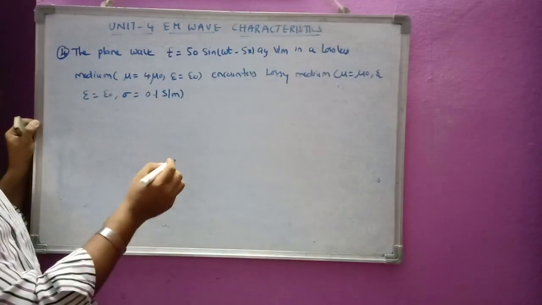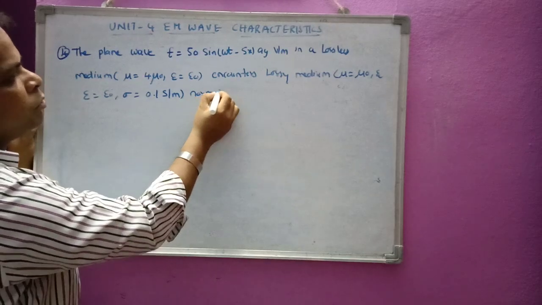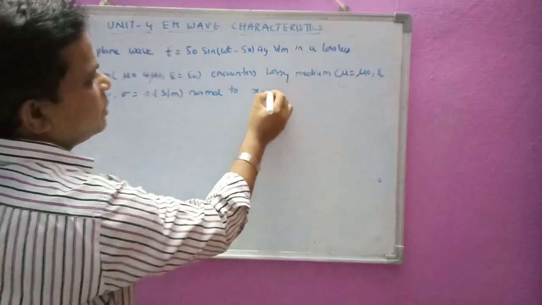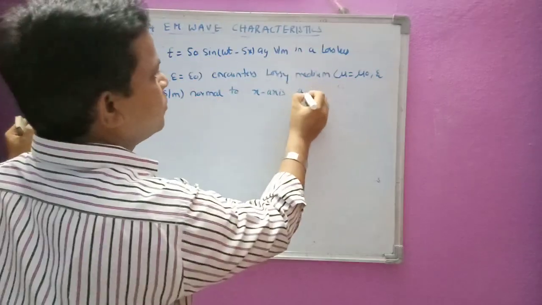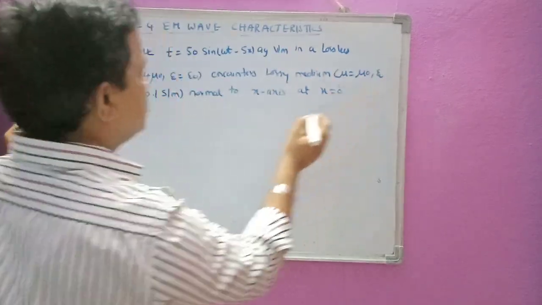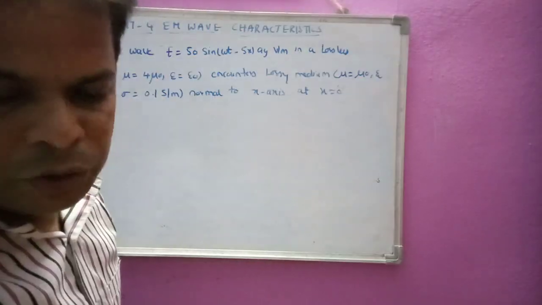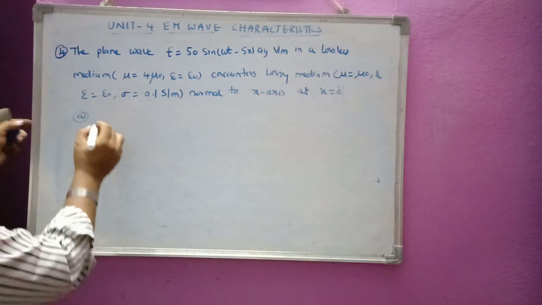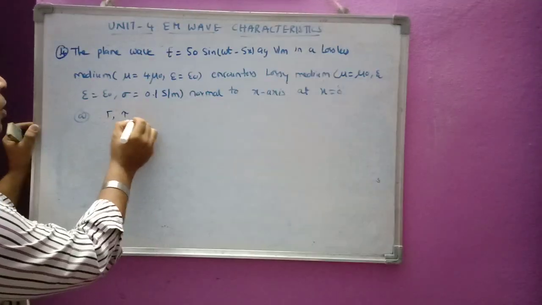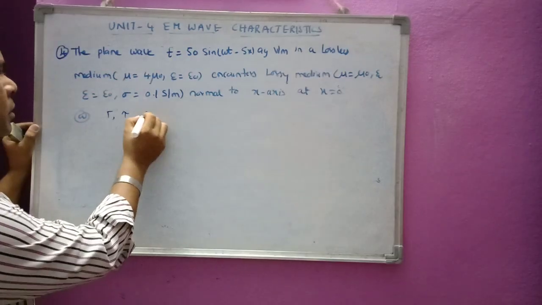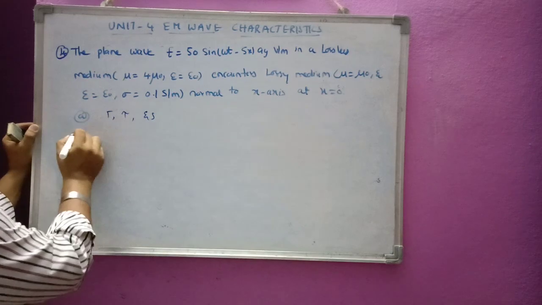Normal to the x axis, at x is equal to 0, we have to find the following values. All of you listen carefully. Part A asks for gamma, tau, and the standing wave ratio, that is the reflection coefficient, transmission coefficient, and standing wave ratio.